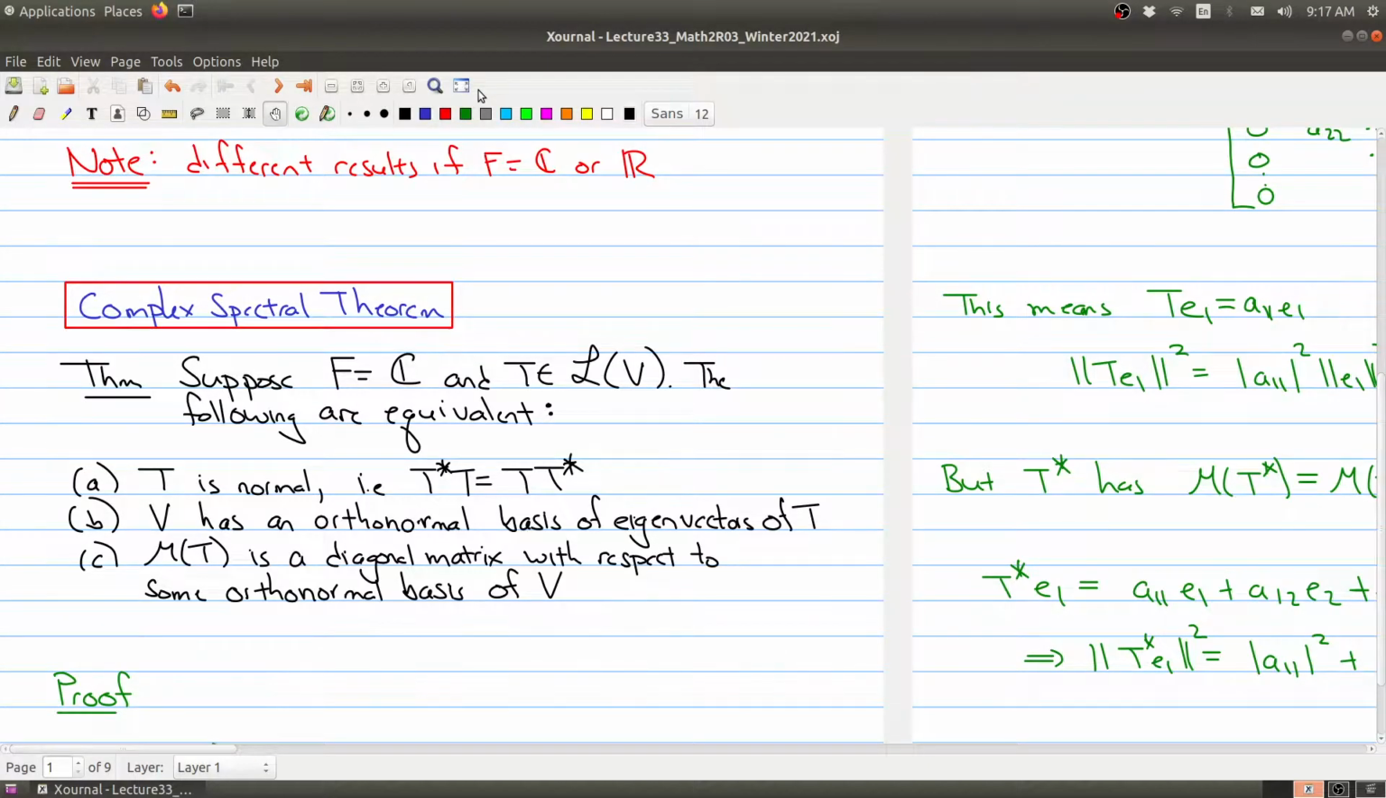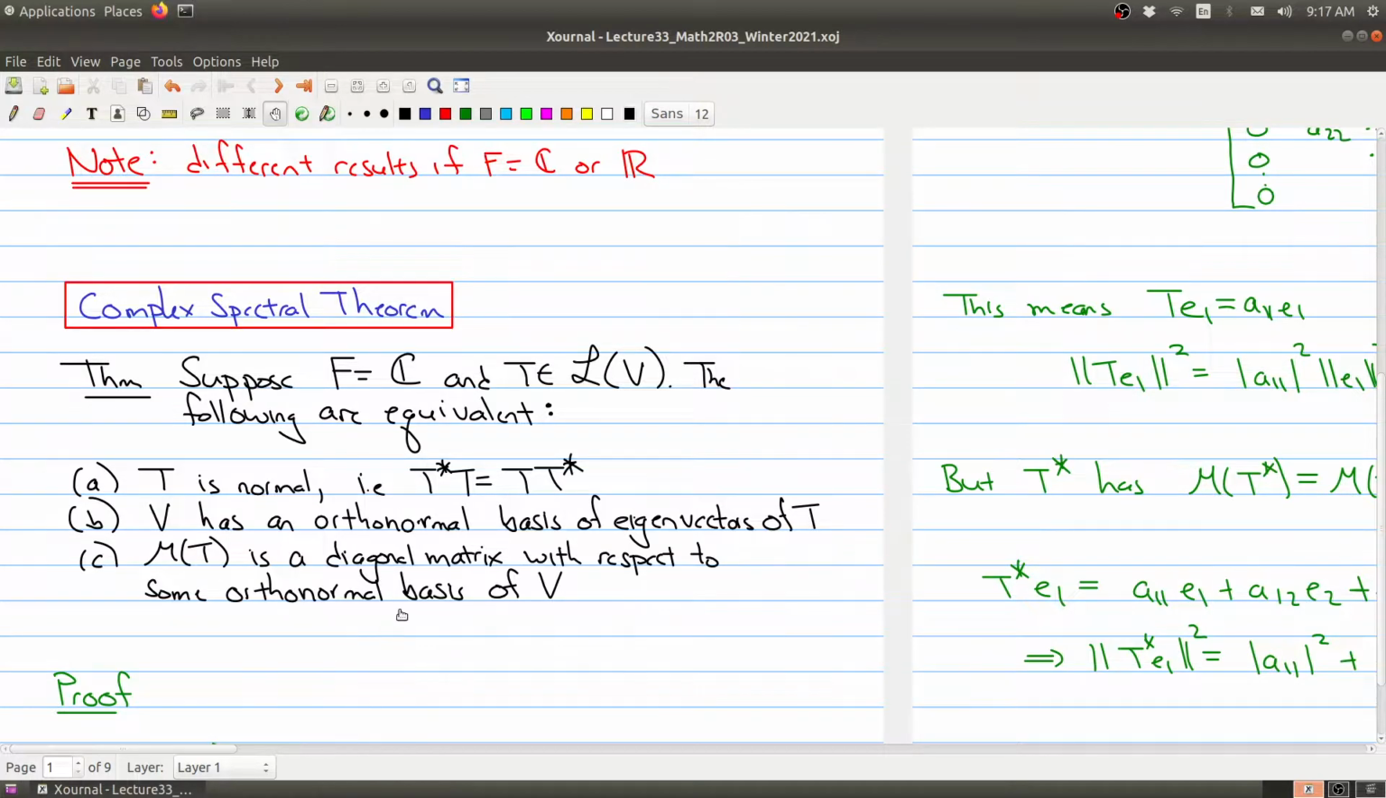So welcome back from the break. We're in the middle of proving the complex spectral theorem, and we already have the equivalence of B and C, and in the last part we proved that A implies C. We used Schur's theorem to get that direction, and now we just need to show that if C is true, the operator T is normal.